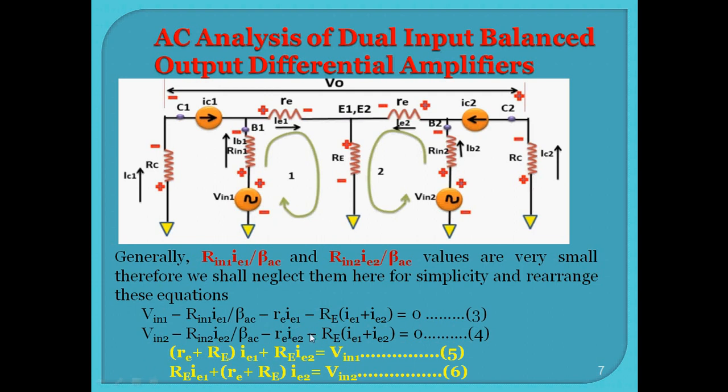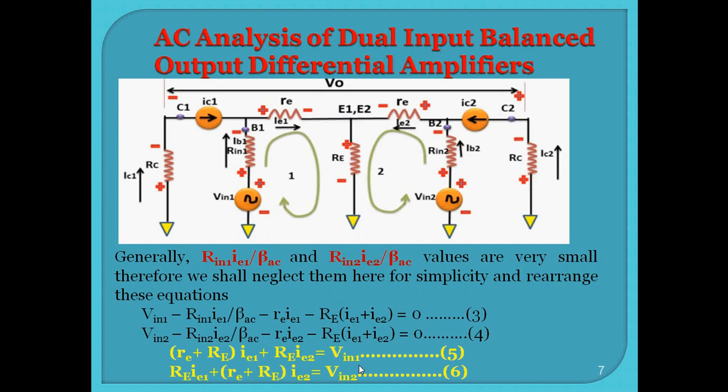Similarly for equation number 4, what is the common factor? IE2 is the common factor that we can take outside, and the remaining in the bracket is small re plus capital RE, and for IE1 it is capital RE, equal to Vin2. So we got equations 5 and 6, which are in the form of x plus y is equal to z.